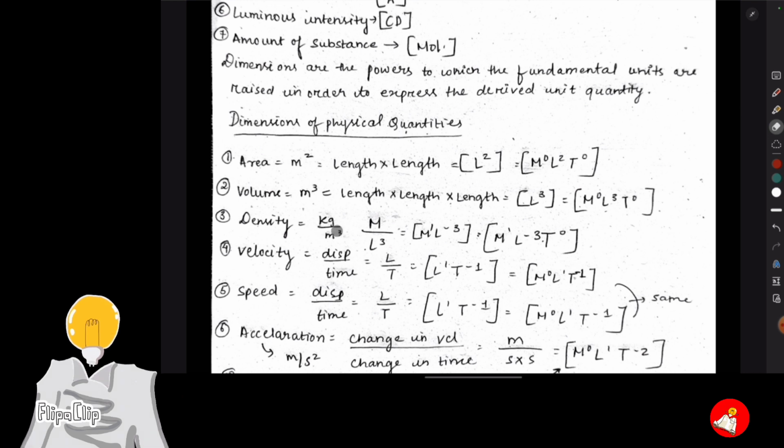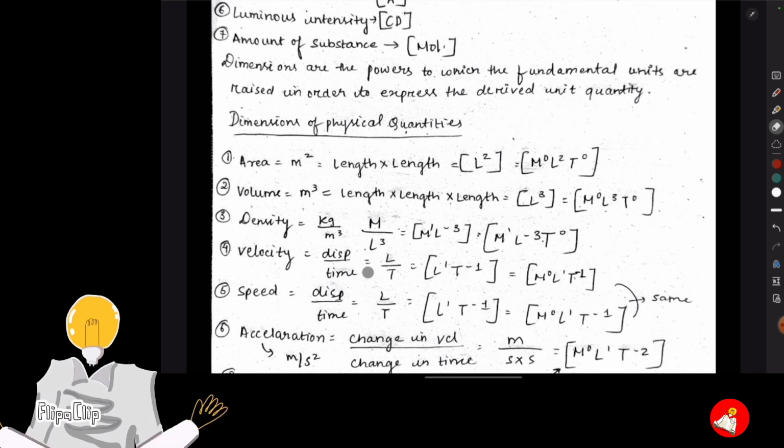Density is kg by meter cube, M by L cube. Kg is mass and meter is length. Here cube transfers to length cube. M1, L minus 3 because there is L cube but it is on the downside of the division, so it will come up and become minus 3, and T is 0 because there is no connection to time.